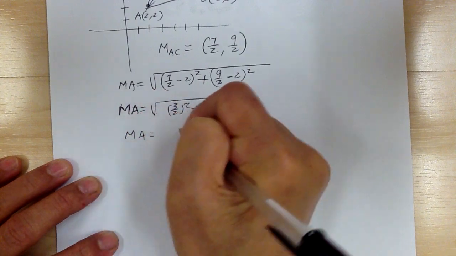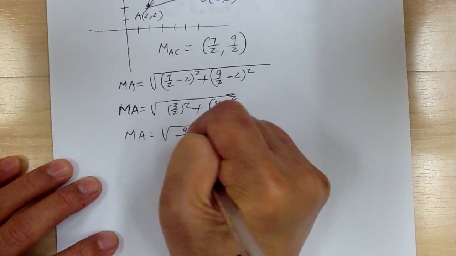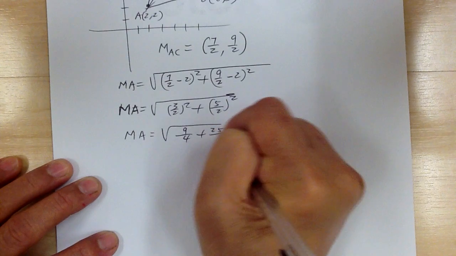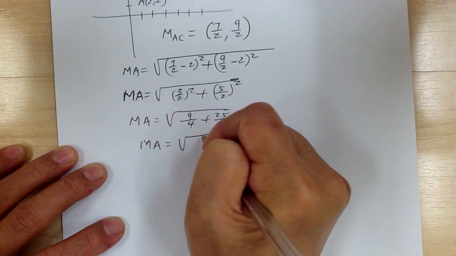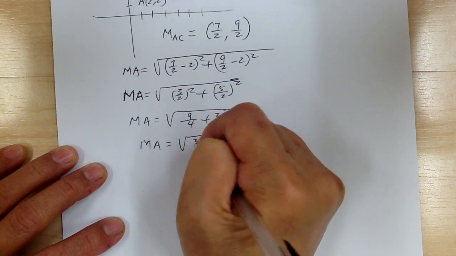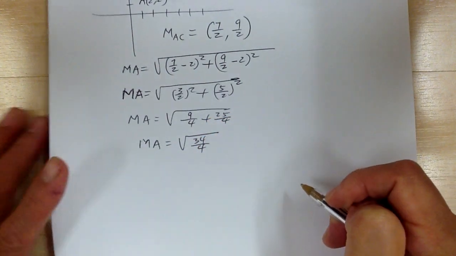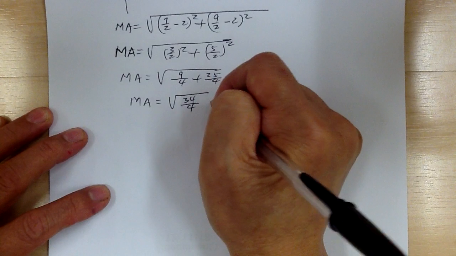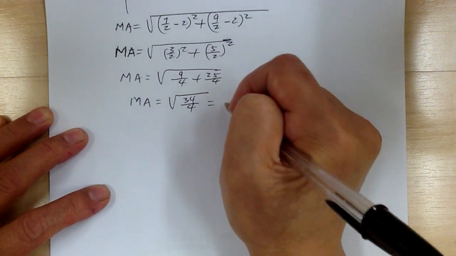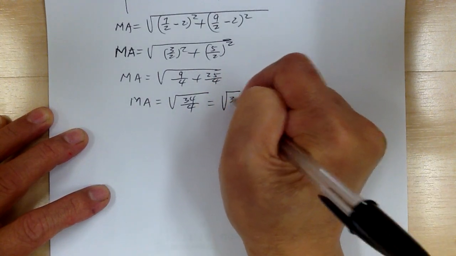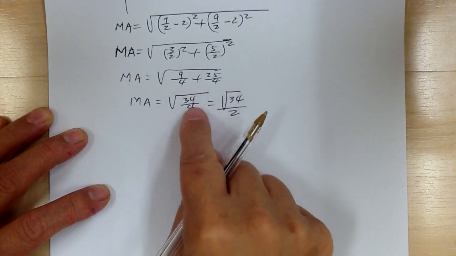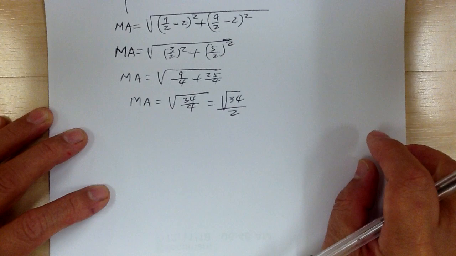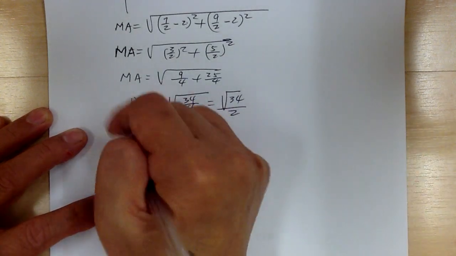So MA is equal to the square root of 9 over 4 plus 25 over 4, which is the square root of 34 over 4. Simplify to that. So that's MA. Now you do the MB.